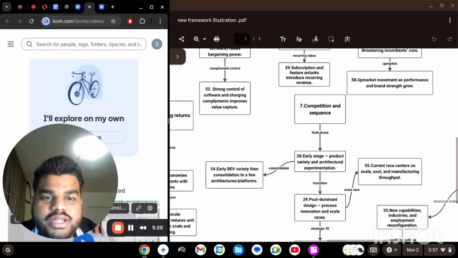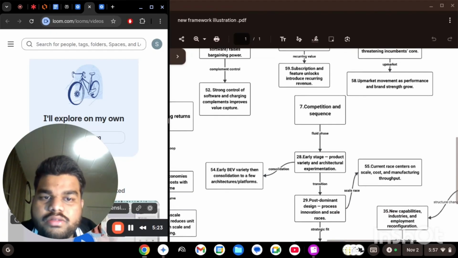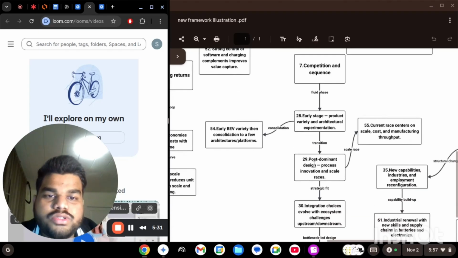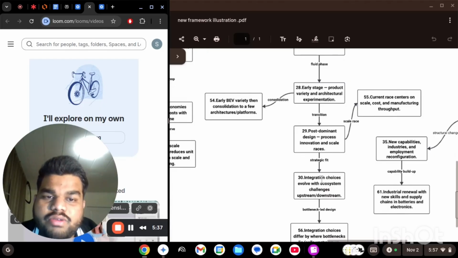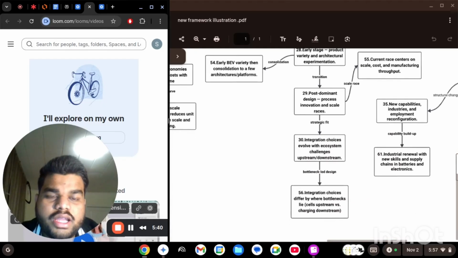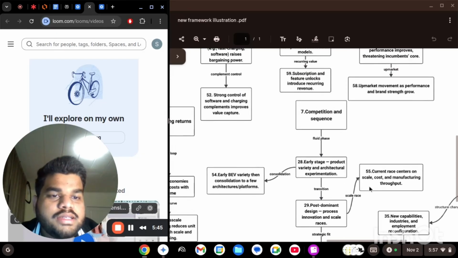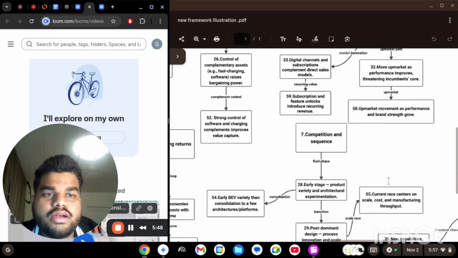And the seventh one is competition and sequence. In this fluid phase, we have early stage product variety and architectural expansion. In this consolidation, early electric vehicles see consolidation into a few architectural platforms. In the transition, after the dominant design, process innovation and scale rise. In the strategic phase, integration choices evolve with ecosystem challenges. In the bottleneck design, integration choices differ by where bottlenecks lie. And in the scale race, current competition centers on scale, cost, manufacturing, and throughput.